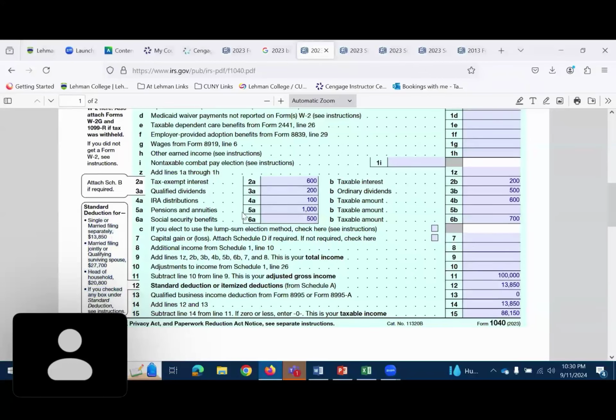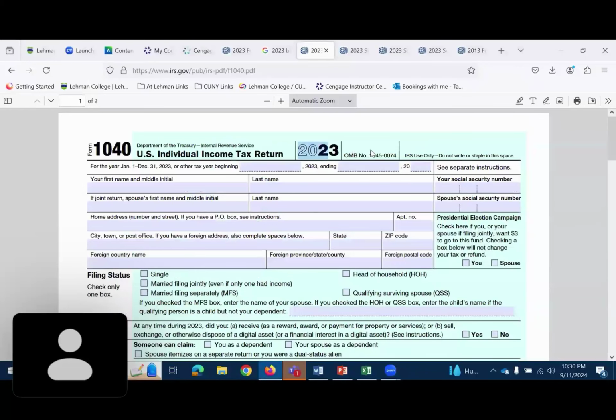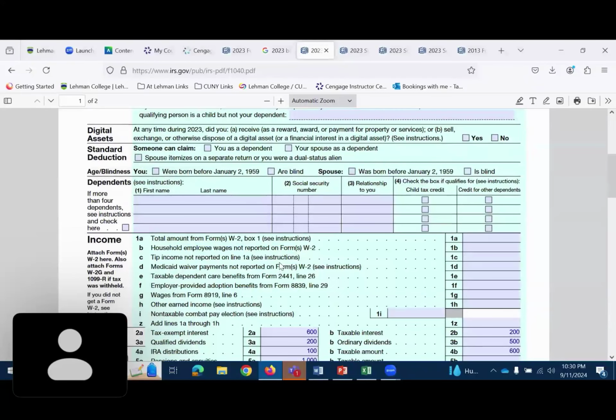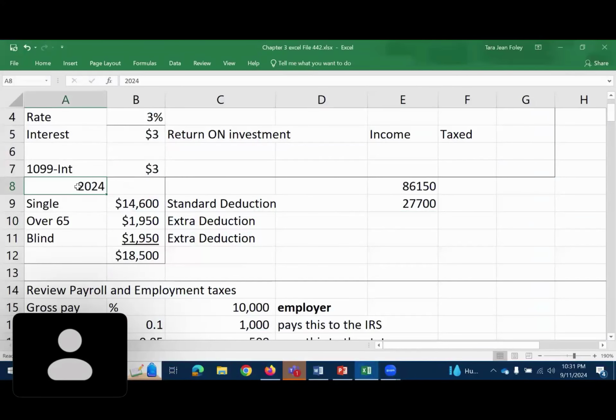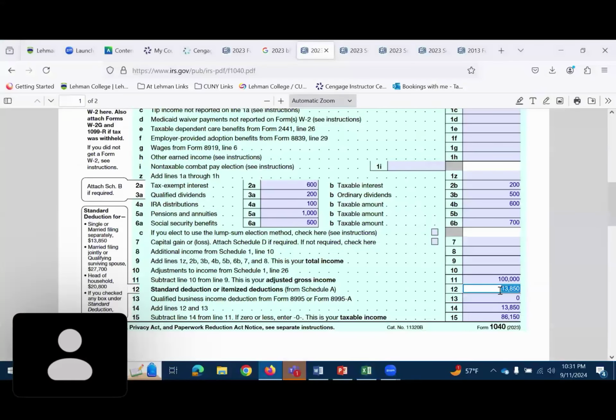Okay, so this form here is the 2023 tax form. They don't have the 2024 tax form out yet, but they've already passed the law of what the standard deduction is. So I'm using the 2024 numbers here. The 2024 single standard deduction is going to be $14,600. Let's say I'm over 65. I get an extra deduction of $1,950. If I'm also blind, I get an extra $1,950, which is added all up. My standard deduction on the form is going to be this $18,500 right there. That's what that's talking about.